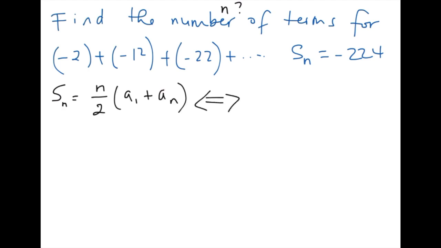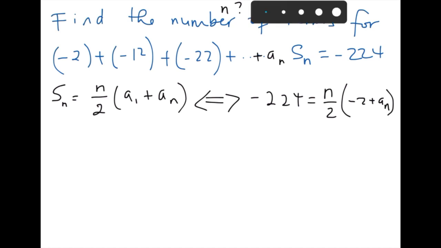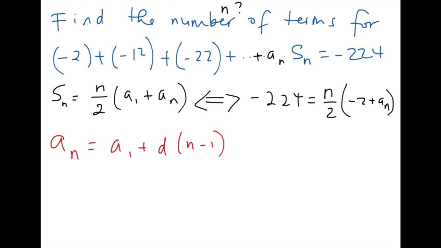We know S of n is negative 224, which is equal to n over 2, we don't know n, times A1, which we know is negative 2, plus a of n. We don't know a of n. We need to find a of n. A of n will be the last term here. So the last term will be a of n, which we don't know. But we can use the arithmetic sequence explicit formula. Let's see if that can help us.